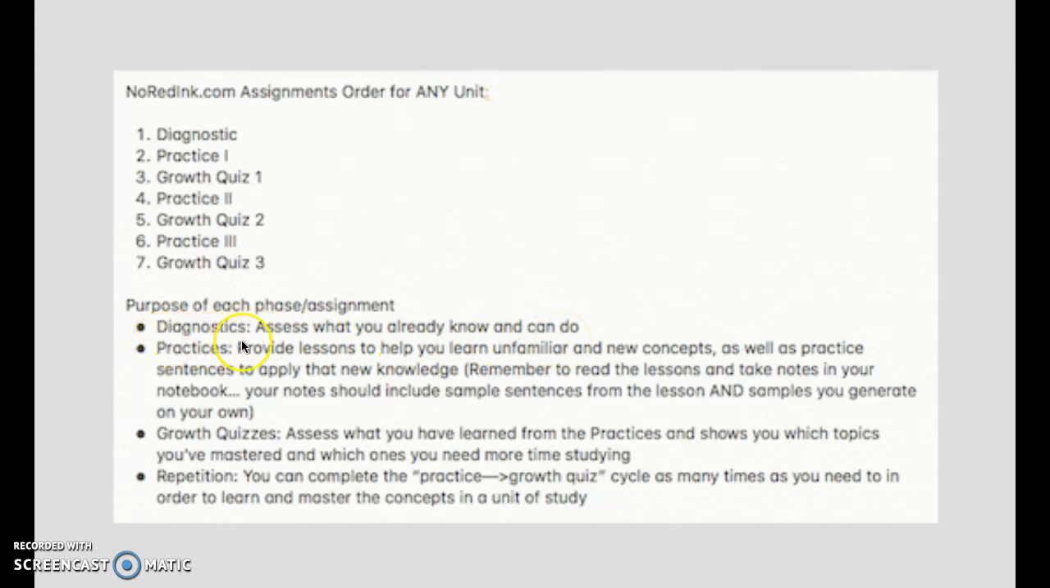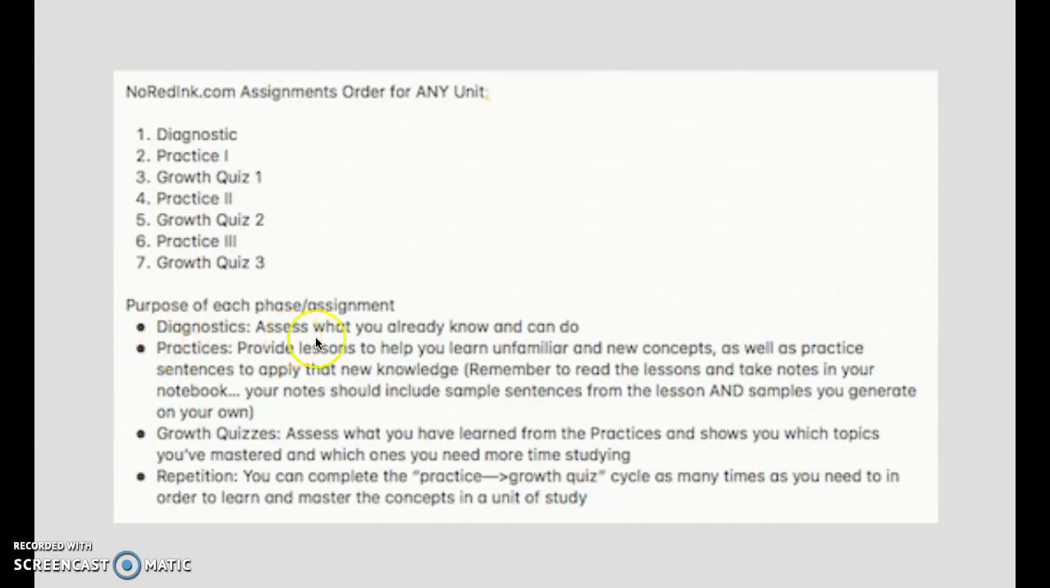So we always begin with a diagnostic because we don't want to take time teaching you things that you already know, okay? So when you do a diagnostic in NoRedInk.com, the platform figures out what you already know, and it doesn't inundate your practice with that information. It will just give you a couple of extra practice sentences with that content, but it's going to give you a lot more practice with the things you have not mastered yet. So it's really important you do the diagnostic first so that your time in NoRedInk.com is well spent.